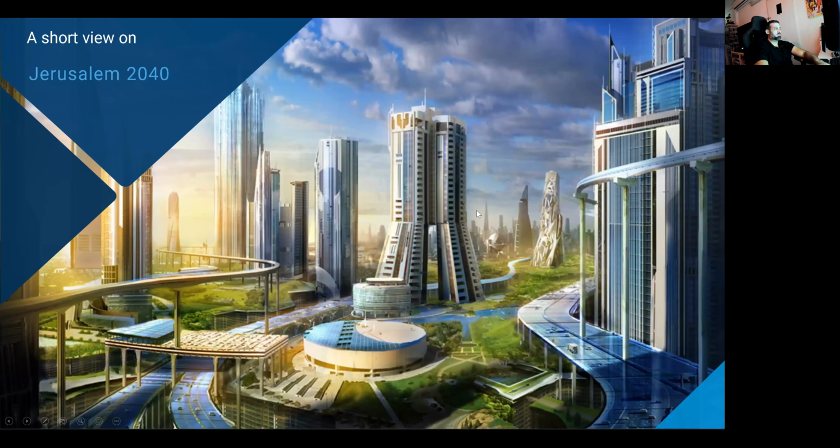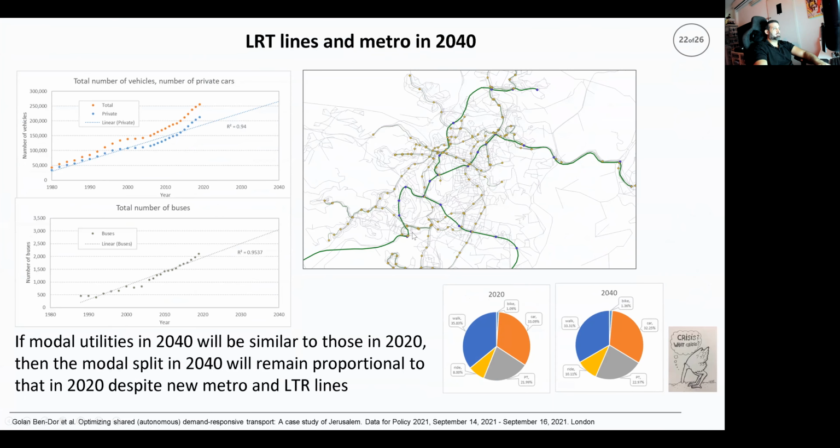So I want to talk to you quickly about Jerusalem 2040. In 2040, we have a massive light rail train and metro, which is the green here, I think. And you can also see that car vehicles are going to go up in numbers across the years, and also the number of buses, but the number of buses is not sufficient. We ran a simulation for 2040 with the same utilities as 2020, and we get the same model split, although we have a lot more public transport vehicles and I think 2,000 more car links.